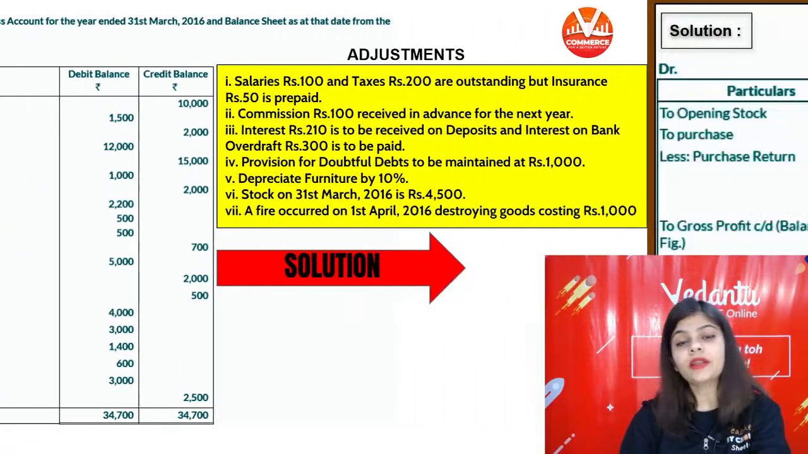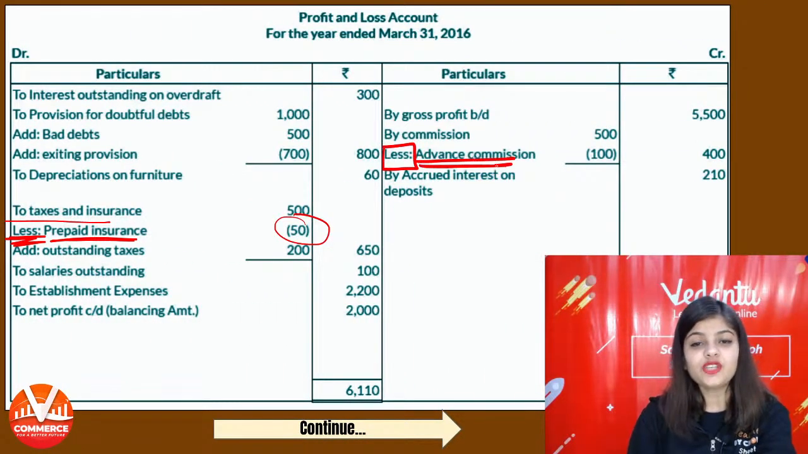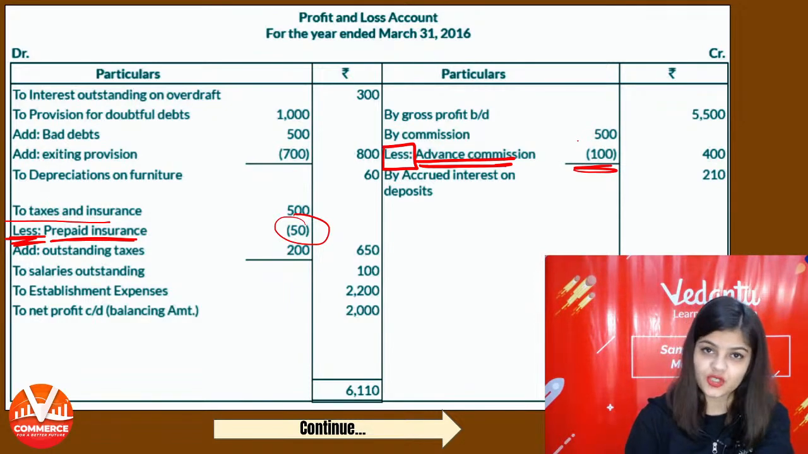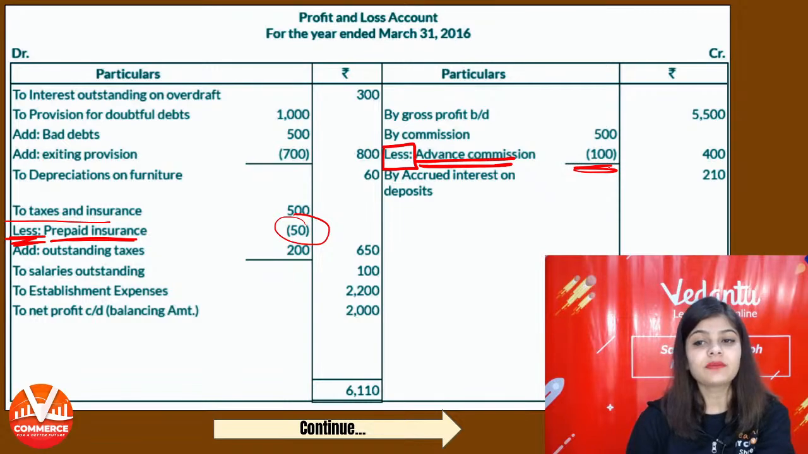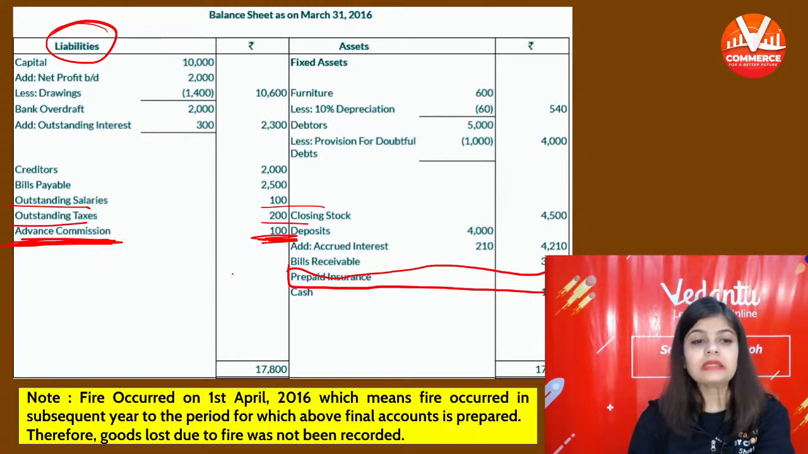Liability side record करेंगे, commission में से minus करेंगे. Less advance commission 100 rupees. We have subtracted from commission less advance commission 100 rupees. And we will record on the liability side. Advance commission 100 rupees.